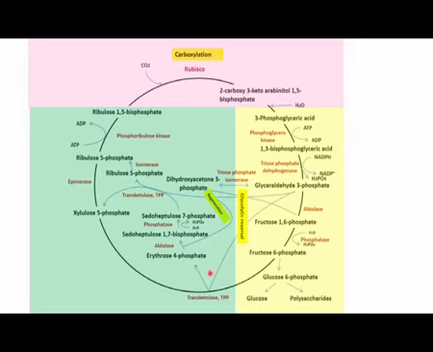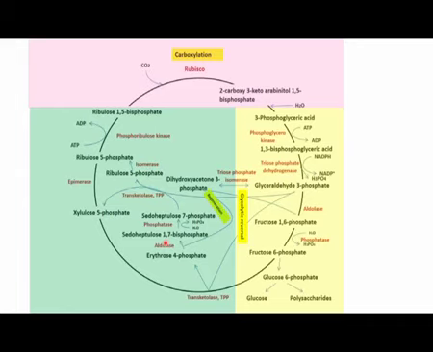Now, the third step, which is very important, is the regeneration of ribulose 1,5 bisphosphate, because if you do not regenerate the ribulose 1,5 bisphosphate, you are not going to continue with the cycle. So, that is the third event in which the ribulose 1,5 bisphosphate is used.